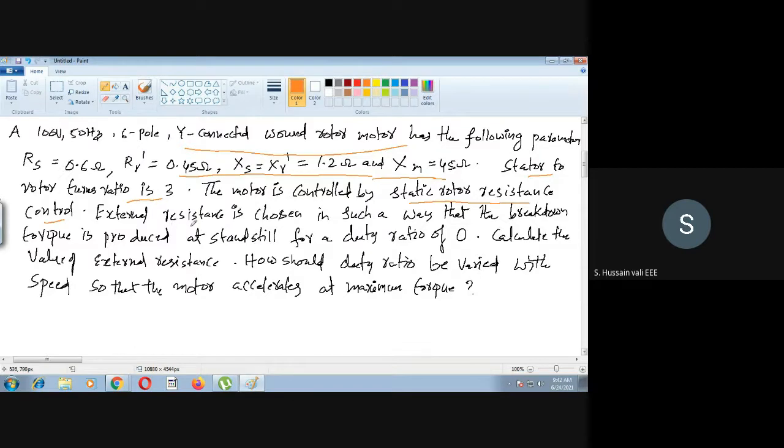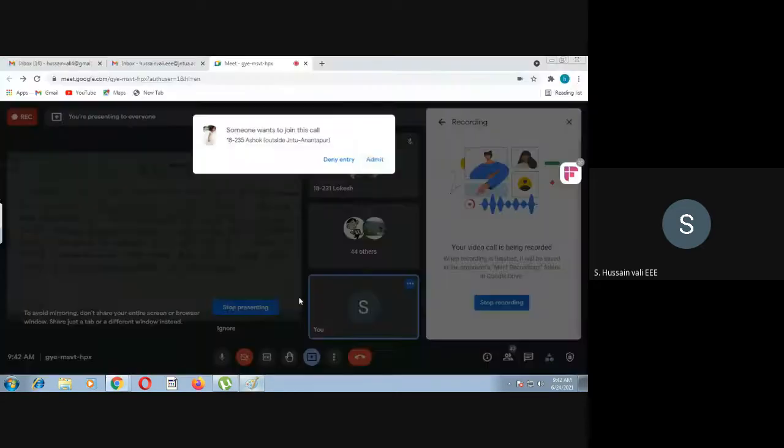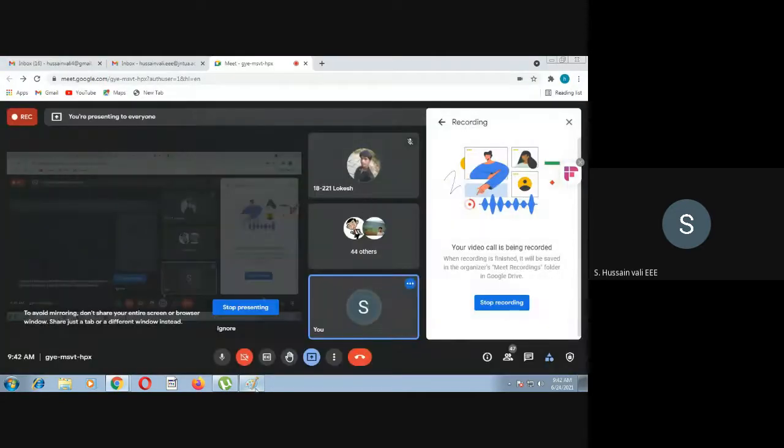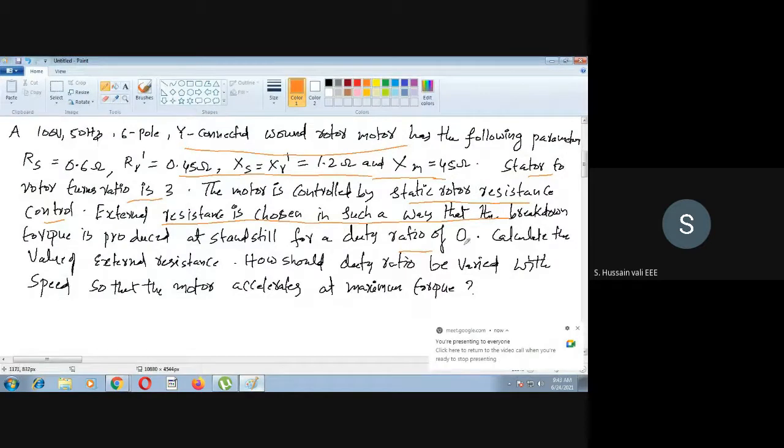Now the external resistance is chosen in such a way that the breakdown torque is produced at standstill for a duty ratio of 0. So he has given one statement which is necessary for solving the problem. He said that he will select an external resistance in such a way that the breakdown torque, which is nothing but the maximum torque, is produced at standstill, for a duty ratio of 0. Calculate the value of external resistance.